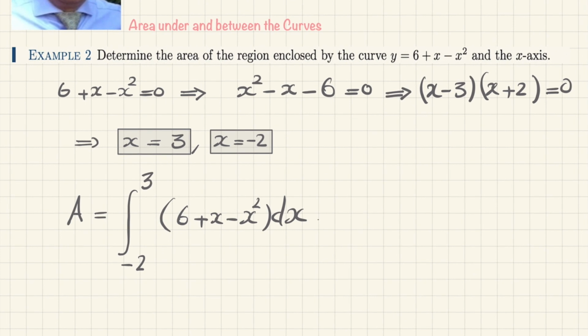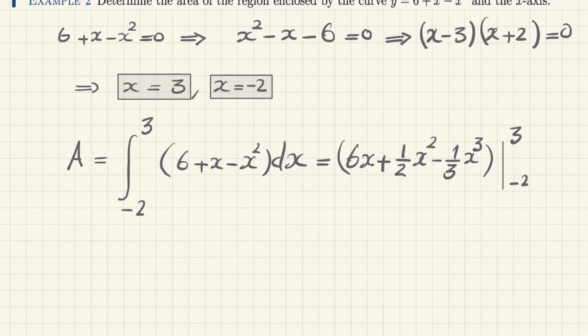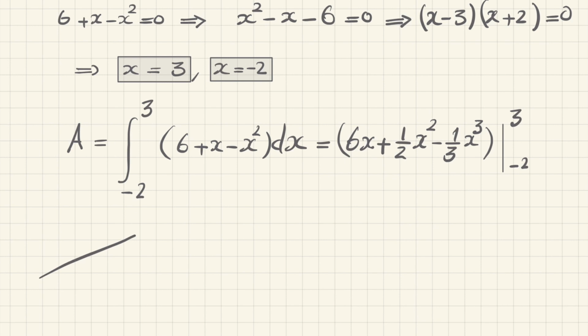Okay, so what happens? What is a primitive function for 6? It's 6x. A primitive function for x is 1/2 x squared and for x squared it is 1/3 x cubed, yes? And then I have to calculate everything between two limits, -2 and 3. So let me just do it like this. I put 3: 6 times 3 plus 1/2 times 3 to the 2 minus 1/3 times 3 to the 3. So this becomes 18 plus 9/2 minus 9.